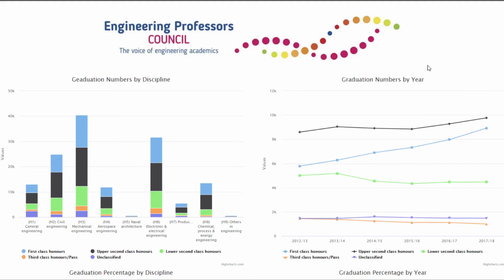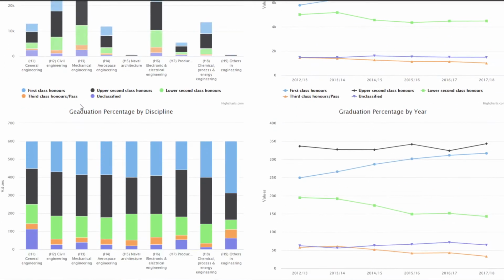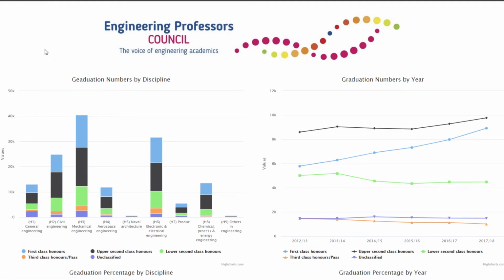This is a quick video demonstration of the use of interactive online charts using the Engineering Professors Council dataset of graduation grades by discipline. Here we can see a selection of charts. The charts on the left are summed over the last 6 years. So we can see, for example, that 40,000 students graduated from mechanical engineering in the last 6 years.